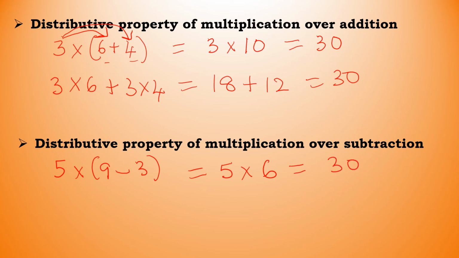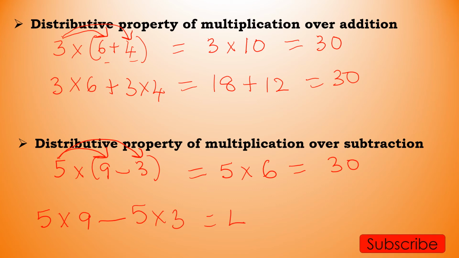What is the other way by which I do it? First I will multiply 5 by 9. Then I put the minus sign. Then I multiply 5 and 3. I get 45 minus 15, which is also equal to 30. This is the distributive property of multiplication over subtraction.